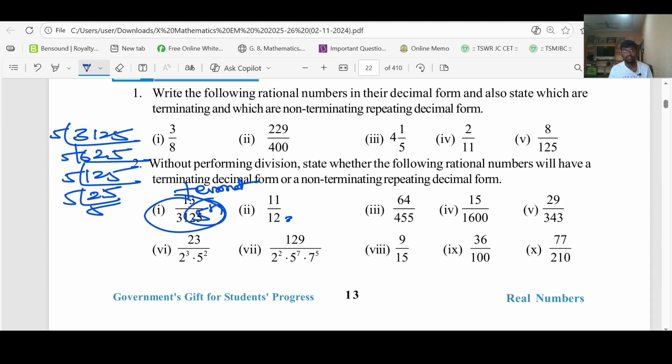It is 3 into 4. Here it is in the form of 2 power 2, and 3 is extra here. I can conclude that it is non-terminating repeating.